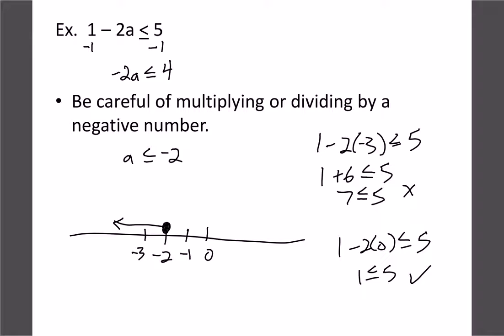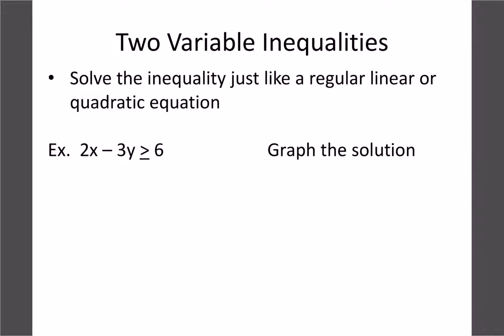So the trick is, or what you have to remember is when you divide by a negative number, you have to flip the inequality sign. So our correct answer should be a is greater than or equal to negative 2. Okay? And that's the only time you got to be careful, if you have a negative in front of your a or your x or whatever it is, and when you divide by that, you have to flip that inequality sign.